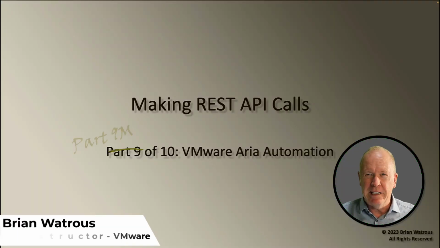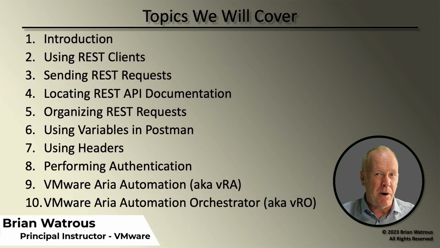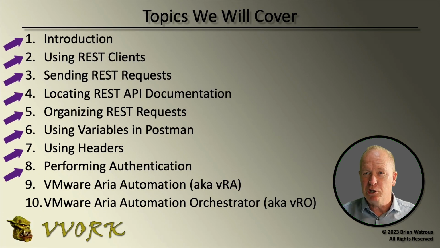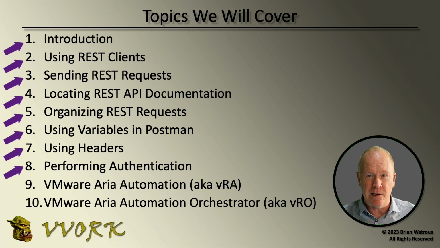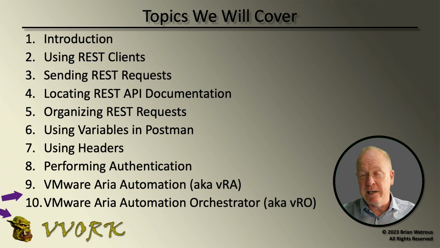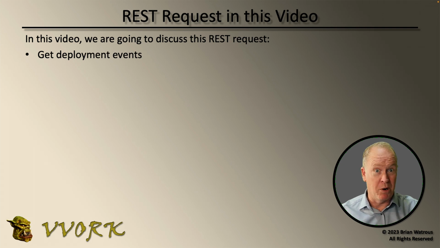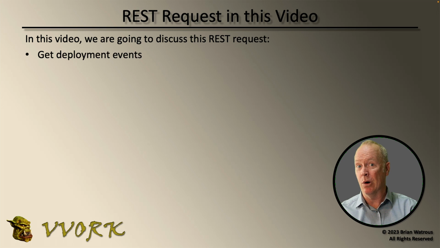This is part 9 in a 10-part video series in which we're exploring how to make REST API calls. In parts 1 through 8, we took a generic look at how to make REST API calls. But now, in parts 9 and onwards, we're going to take a look at specific VMware products. In part 9, we're going to be taking a look at how to make REST API calls to VMware Aria Automation. Two videos ago, back in part 9K, we saw how you could look up information about your deployments in Aria Automation using our REST API.